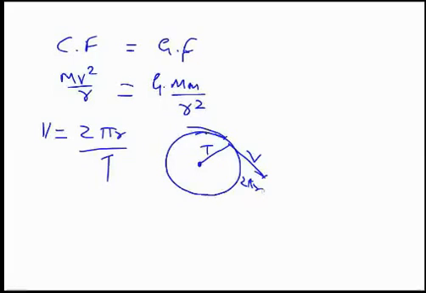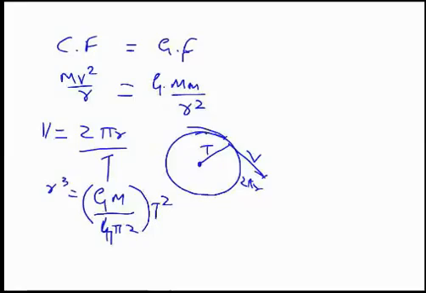So therefore, by substituting over here, we can say that r cube is equal to GM divided by 4 pi square into t square. This is nothing but again Kepler's third law. Newton used these Kepler's laws as evidence for his law of gravitation.